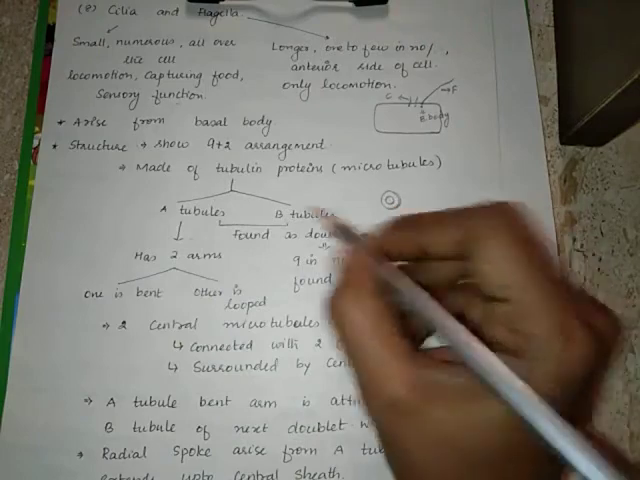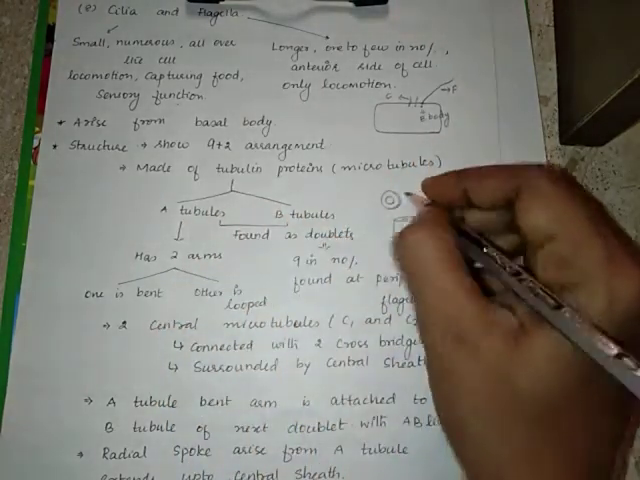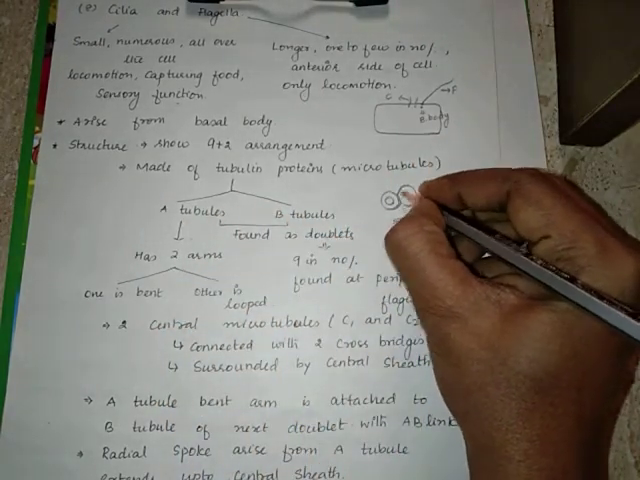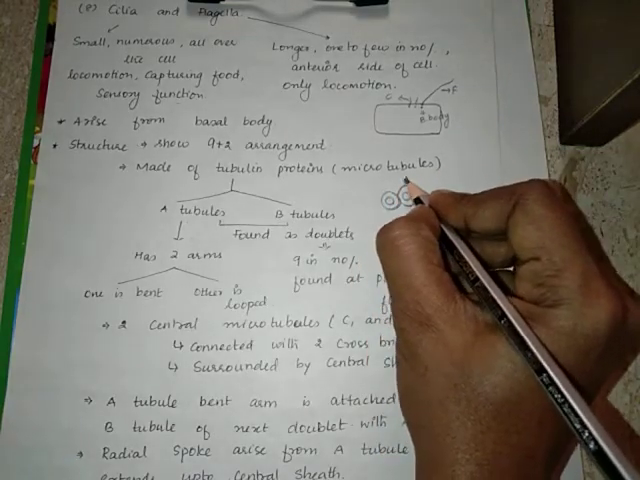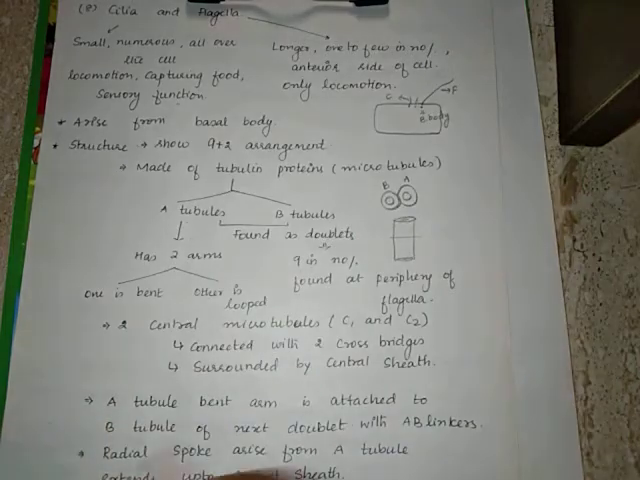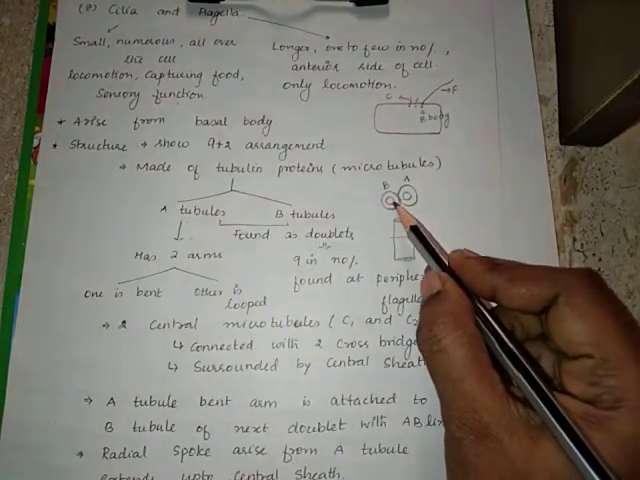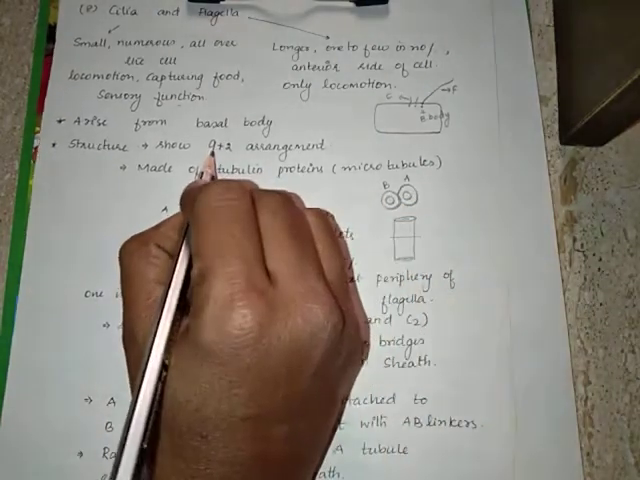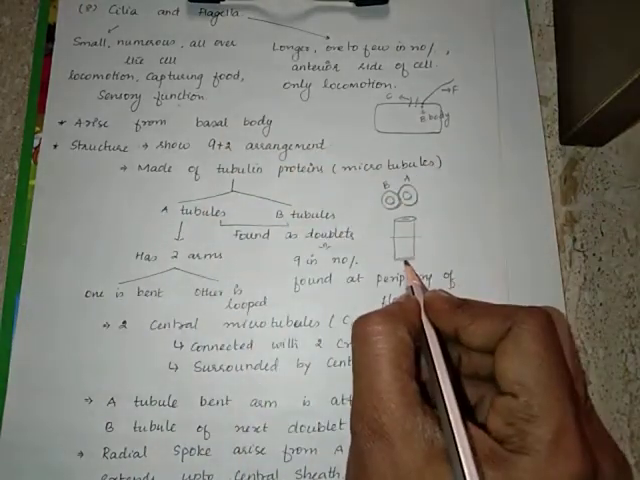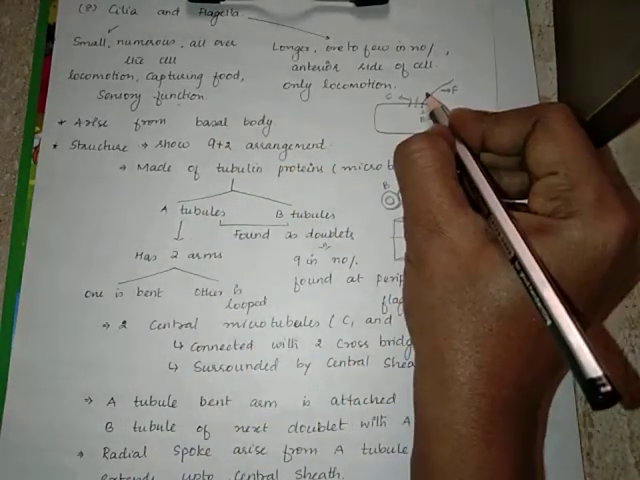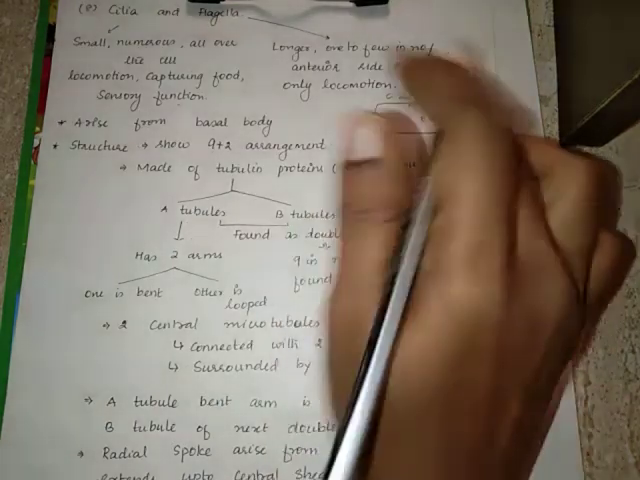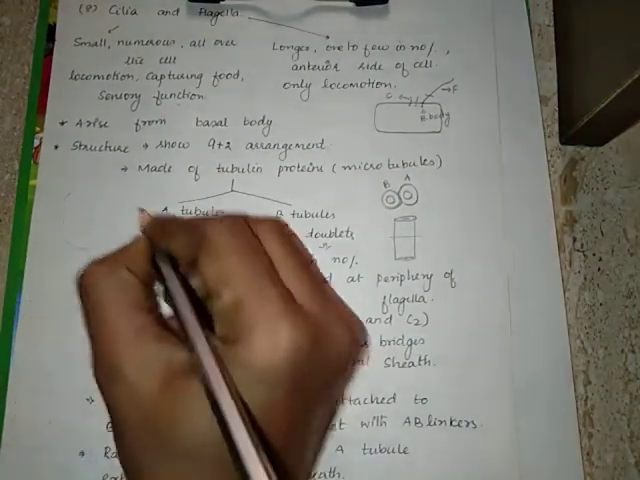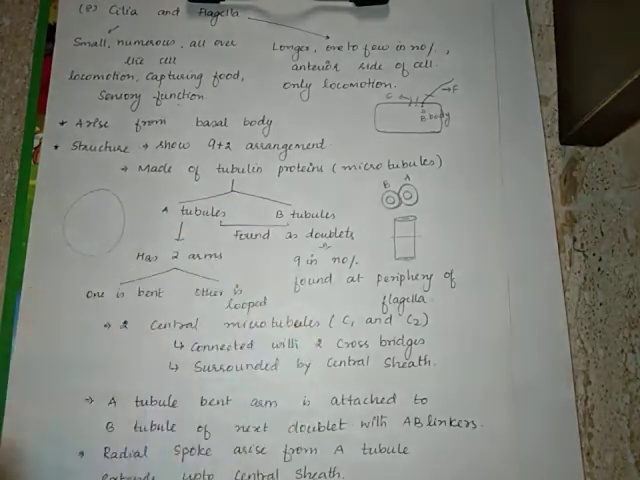Now there are two types of tubulin proteins, A tubule and B tubule. Both will be attached to each other like this. One is the A tubule, the other is the B tubule. These doublets are totally 9 in number. Suppose we take a cross section of a flagella; we'll consider this a cross section of a flagella.